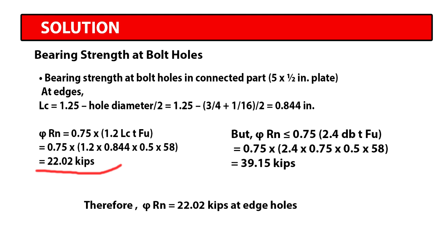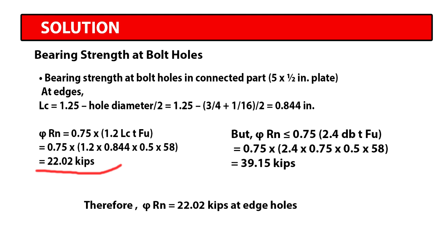Then for our Phi times R sub n is equal to 0.75 times 1.2 LCTFU. So for our T, it is given, which is 1/2 or 0.5. And our LC, we have already solved it, which is equal to 0.844. And for our FU, it is 58. So FU is given from the manual. So we solve this, we get 22.02 kips.